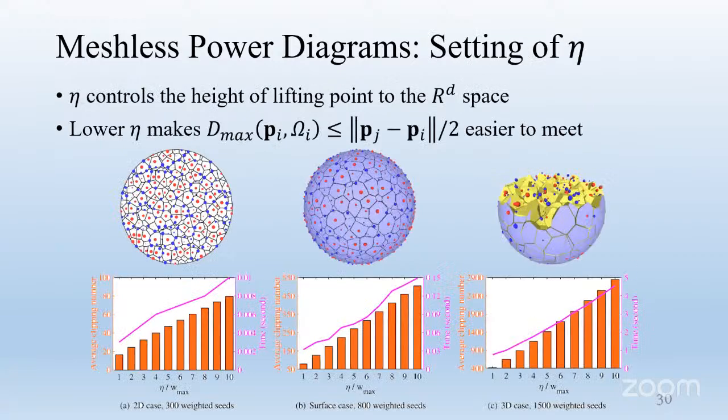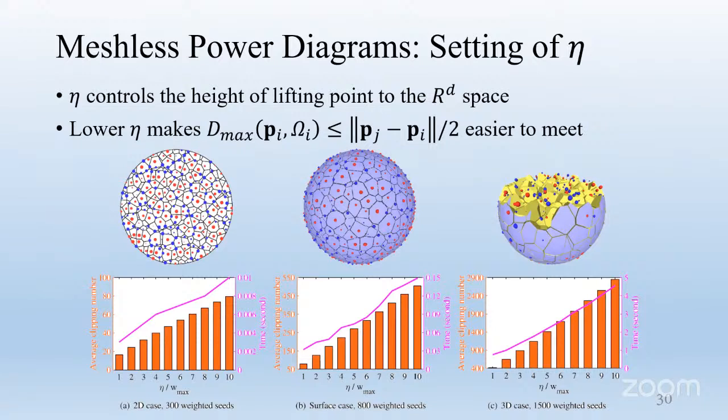Next, we should talk about the choice of parameter 8. We know that 8 controls the height of lifting points to the RD space. A lower 8 will make the termination condition of clippings easier to meet. Here is a comparison experiment. We set different 8 values to test the efficiency of our method in the 2D, surface and 3D cases, respectively. And we plot the average clipping numbers and the computation time.